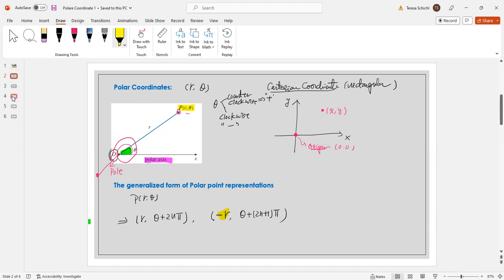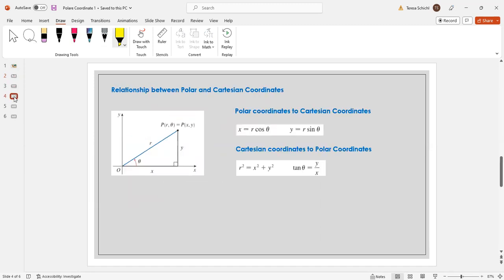Now let's take a look at the next ones here. We want to see the relation between the polar and the Cartesian. So for the polar and the Cartesian, if you see x and y, then this is the rectangular. Any point here you can represent with x, y.